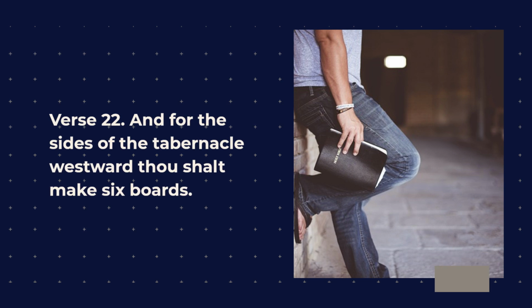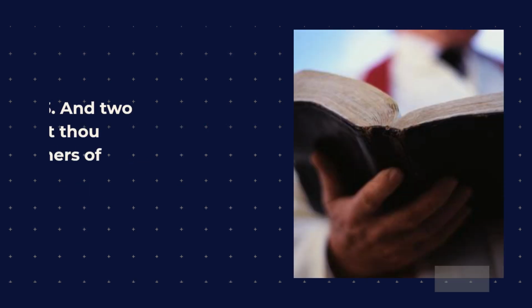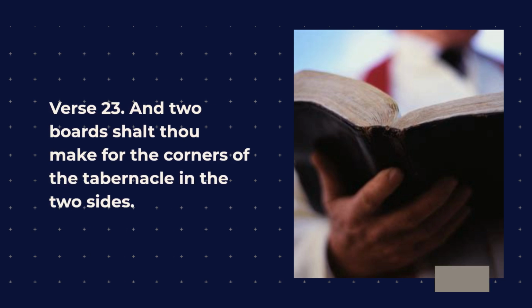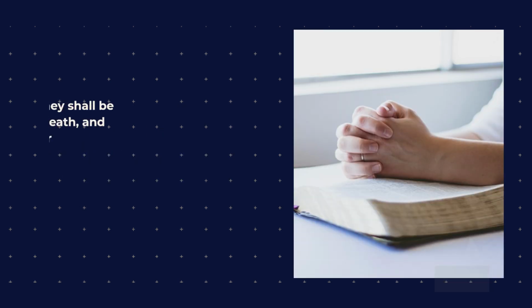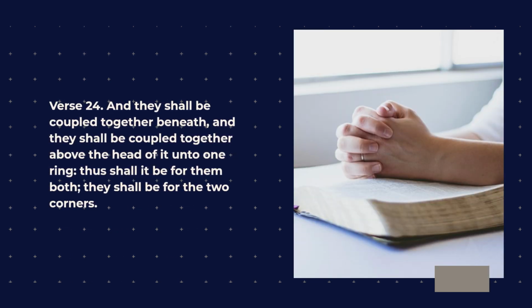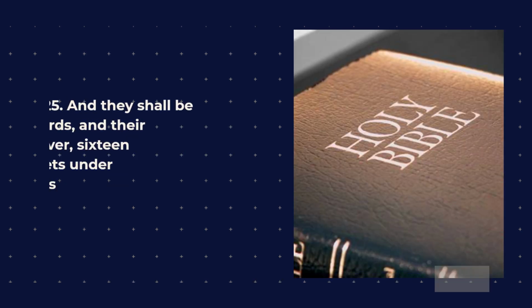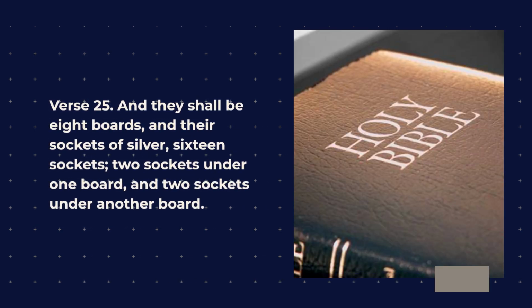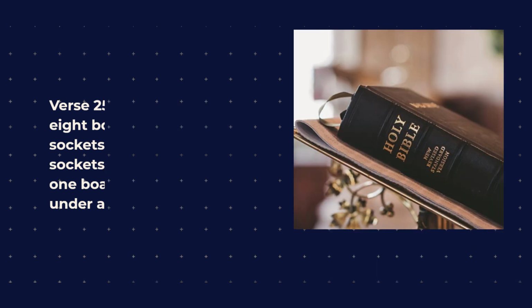Verse 22. And for the sides of the tabernacle westward thou shalt make 6 boards. Verse 23. And 2 boards shalt thou make for the corners of the tabernacle in the 2 sides. Verse 24. And they shall be coupled together beneath, and they shall be coupled together above the head of it unto one ring, thus shall it be for them both, they shall be for the 2 corners. Verse 25. And they shall be 8 boards, and their sockets of silver, 16 sockets, 2 sockets under one board, and 2 sockets under another board.